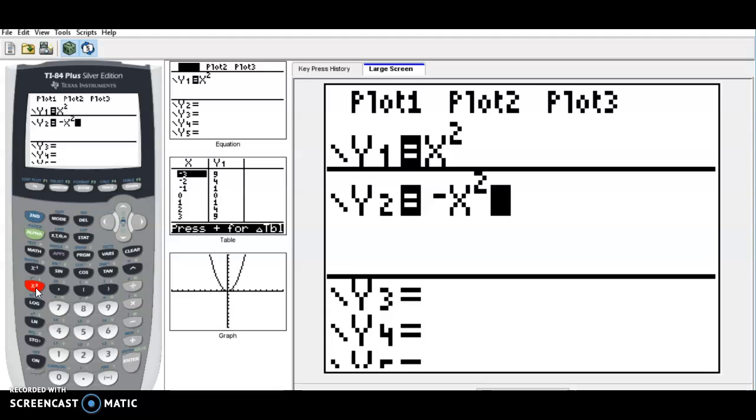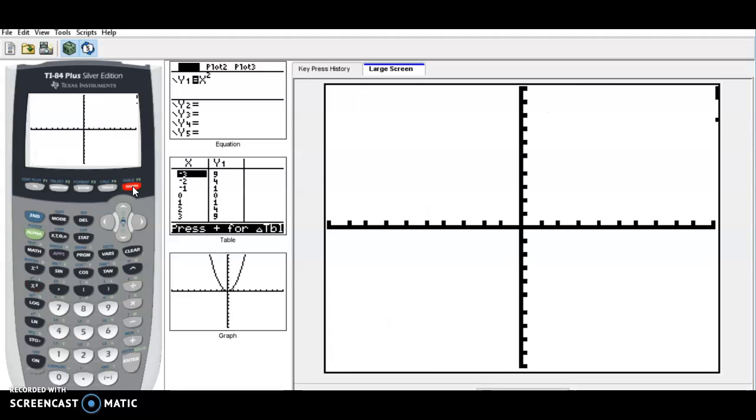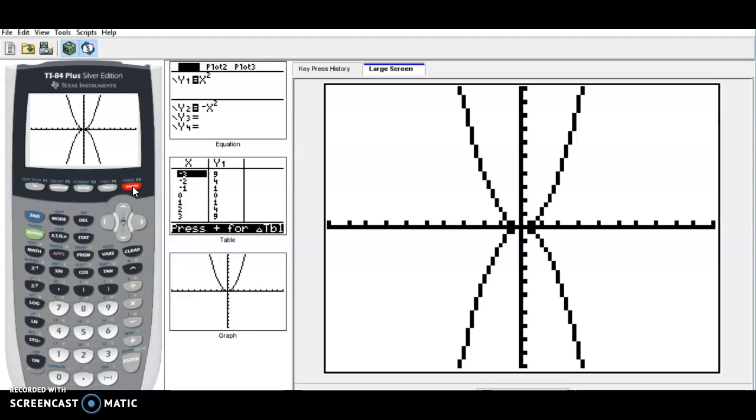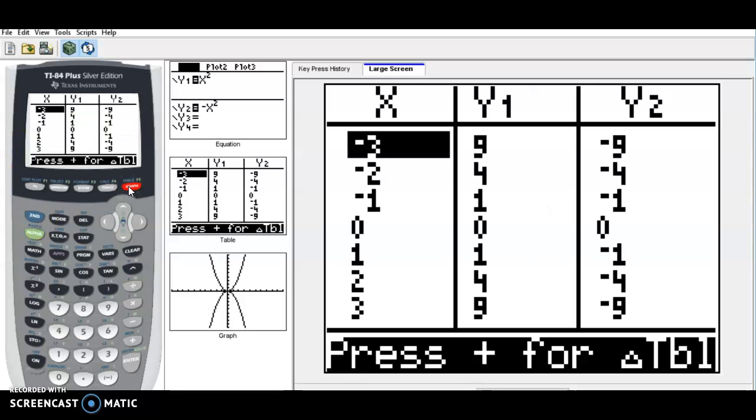I am going to graph this one. So I don't always do this with you guys because I don't want you just to eyeball it. But there's x squared, and oh, look at that. The negative did exactly what we thought it would do. It turned it upside down. So now it's got that U shape going in the opposite direction. And if you want to look at the table, second graph, obviously you can see that the y values have become their opposite. +9 there, -9, +4, -4, 1, and then -1, 0, 0.